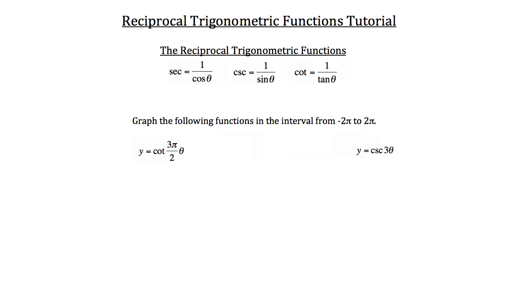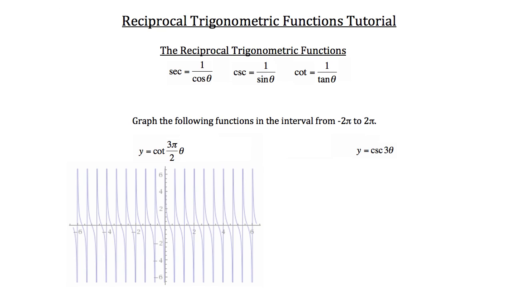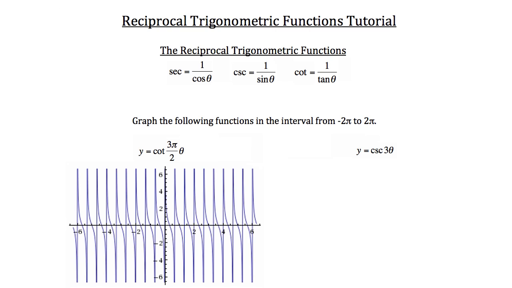So what you want to do for this graph is go into the y equals location on your calculator and type in y equals cotangent of 3 pi over 2 times x. Remember, x in your calculator can represent theta while graphing. When you do that, your calculator is going to return a graph for you that looks just like this. Notice all these vertical asymptotes along the graph.